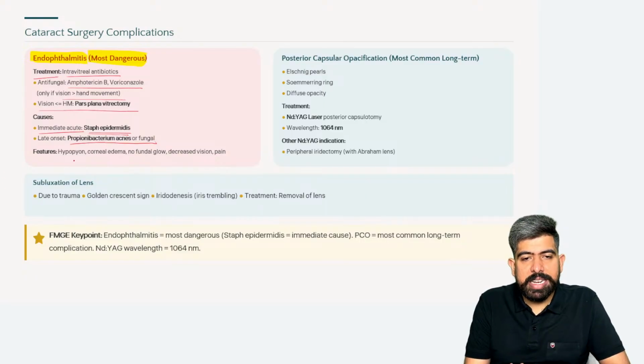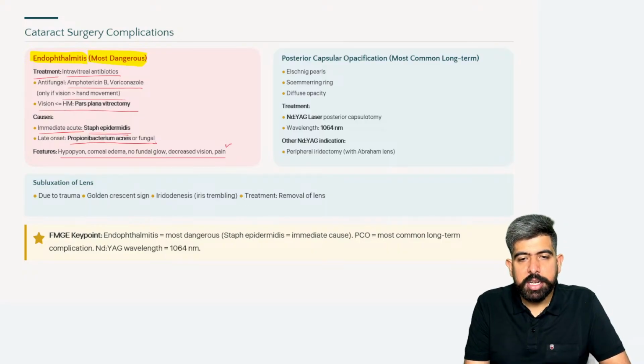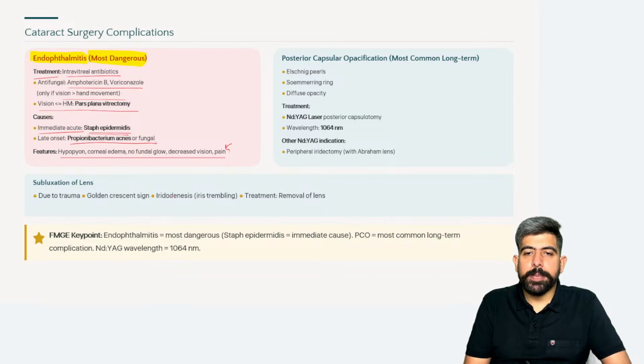The features you will find here are hypopyon, corneal edema, and no fundus glow will be seen, along with decreased vision, and the patient has pain. Yes, pain is the key feature of endophthalmitis. Please remember, pain should be present there.